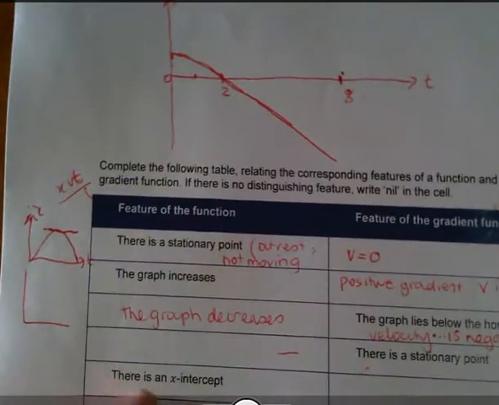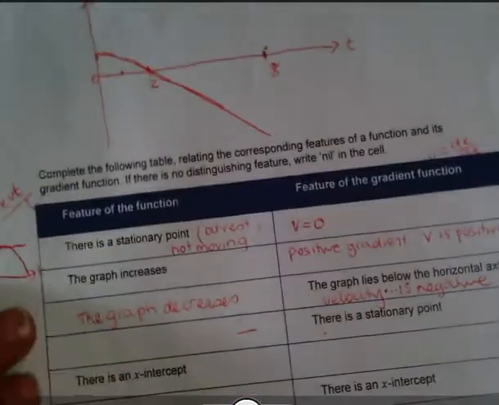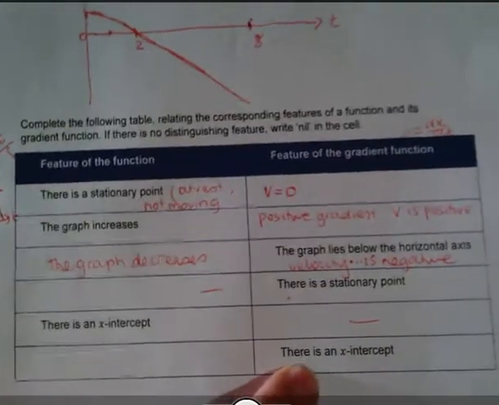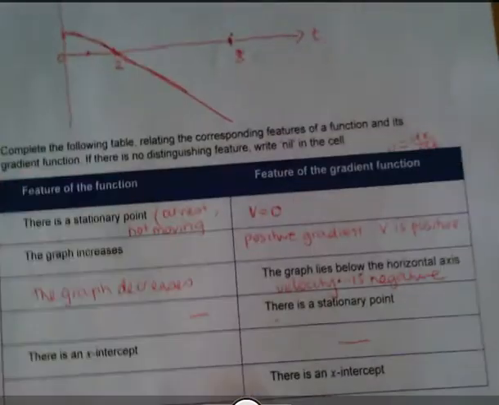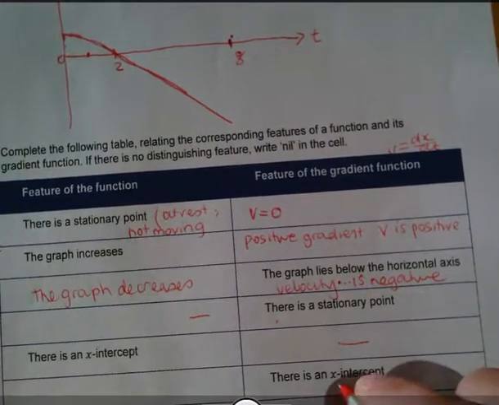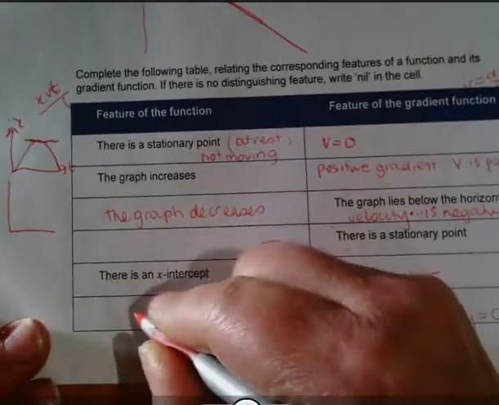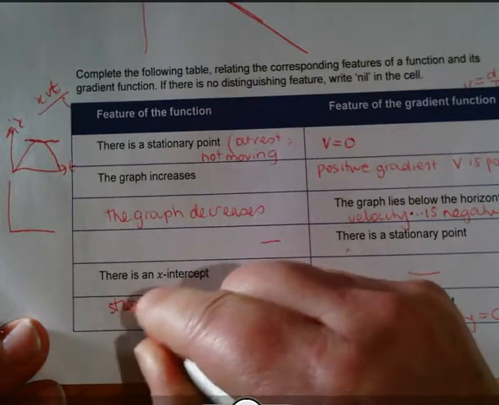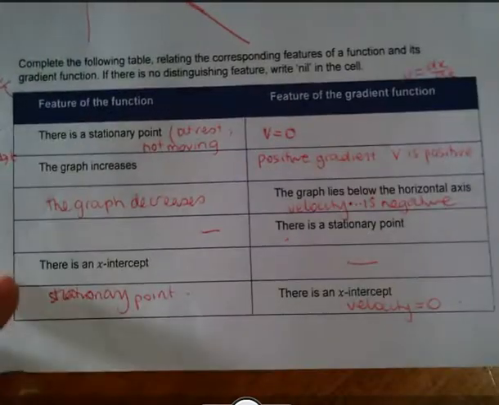If my original function cuts through an x-intercept, it just means that I'm at the origin, okay? There's nothing really on the gradient function that lets me know that, okay? But if there is an x-intercept on my velocity function, it means that my velocity is zero. So I have a turning point, you could say. I have a turning point or a stationary point on my graph. Okay, look, we're going to be looking more at this later, all right?